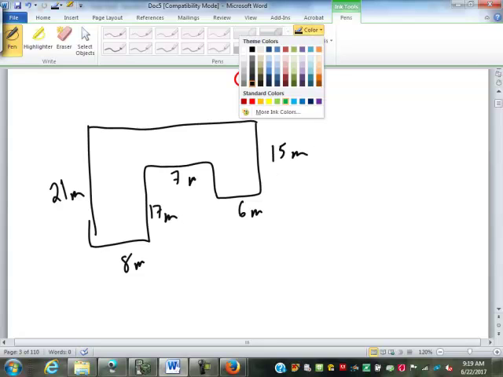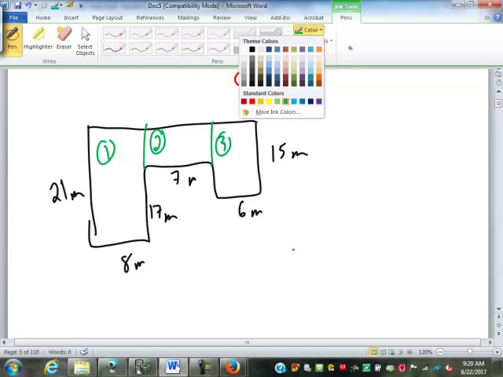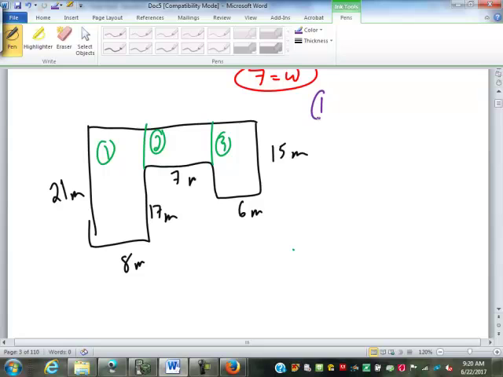And as Robin said, you're exactly right. Just cut it like this and you got 3 rectangles. I'm just going to label them 1, 2, and 3. The area of rectangle 1 is just 21 meters by 8 meters, otherwise known as 168 meters squared.